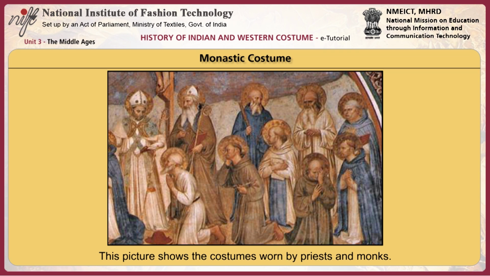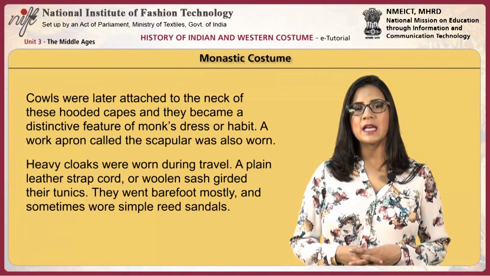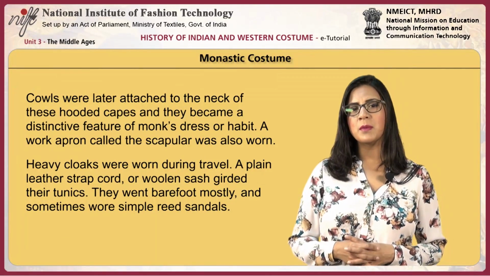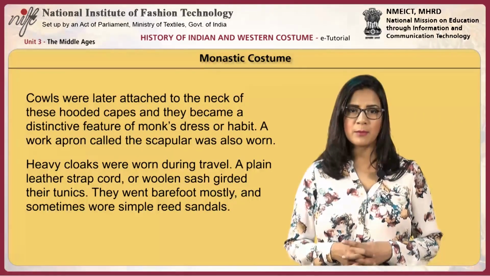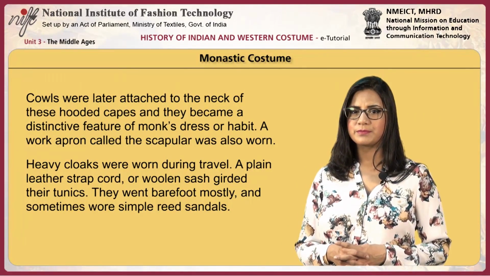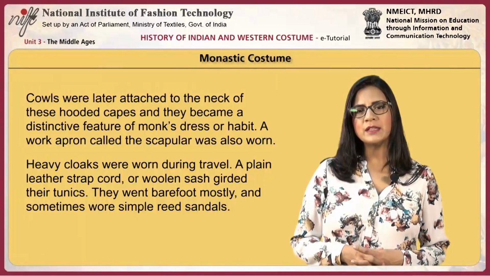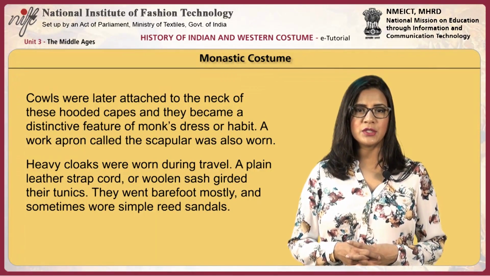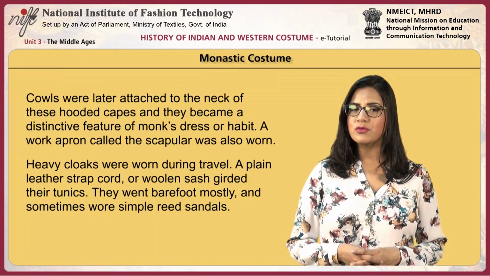A hooded capelet was worn as a separate garment and sometimes attached to the tunic. Cowls were later attached to the neck of these hooded capes, and they became a distinctive feature of the monk's dress or habit. A work apron called the scapular was also worn. Heavy cloaks were worn during travel. A plain leather strap, cord, or woolen sash girded their tunics. They went barefoot mostly and sometimes wore simple reed sandals.